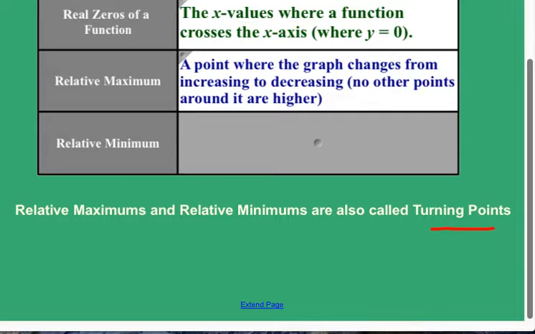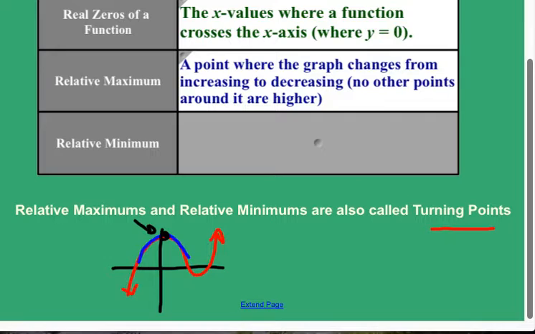We'll look at a graph again. I'll go with a degree of 3 again. Something like this. A relative maximum is a point where the graph changes from increasing to decreasing. So we're increasing here, now we're decreasing. This point right here is what we would call our relative maximum. There's no other points around it that are higher.